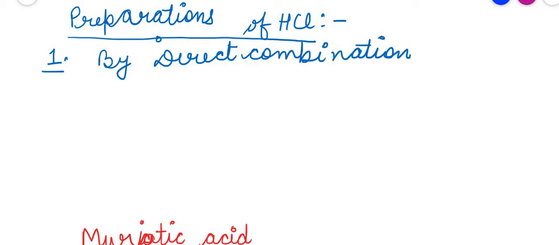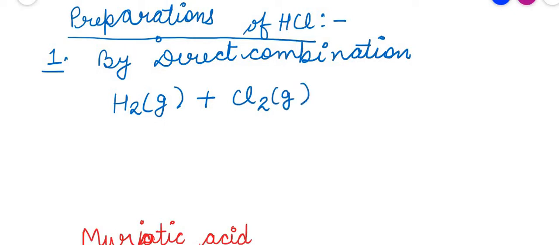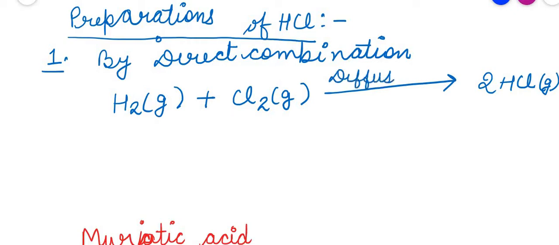Then moist hydrogen gas, that is our H2 gas, when it directly combines with chlorine gas, Cl2 gas, there is a formation of HCl, that is our 2HCl molecule, which is present in the form of a gas. But that HCl molecule will always form in the presence of diffused sunlight.